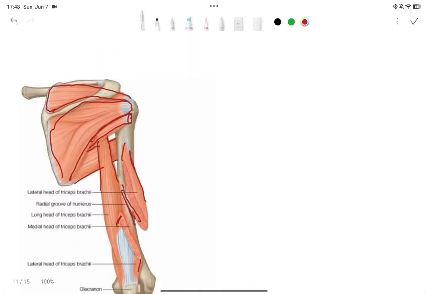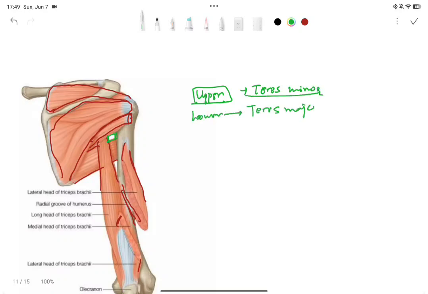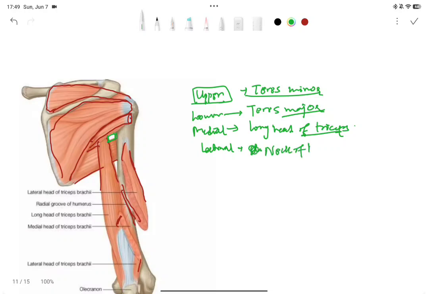Okay, so this forms the quadrangular space. You can see here, this is the quadrangular space. So quadrangular space को boundaries, so there is the upper, right? Upper मा के छ, माथि चाहिँ there is the teres minor, and lower मा के छ there is the teres major, right? Teres minor by major, and medially के छ, medially there is the long head of triceps, and laterally के छ, lateral border चाहिँ this is the neck of humerus, especially the surgical neck of humerus. So these are the boundaries of the quadrangular space.